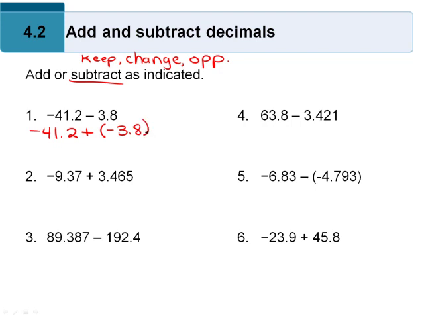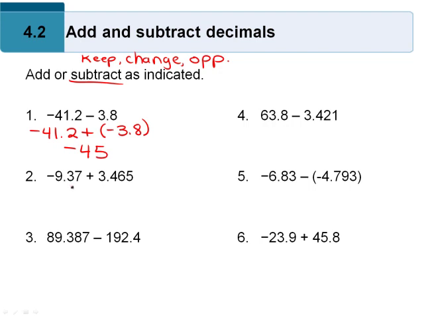Now, at this point, we pick up our handy dandy calculator and look at the signs. The signs are the same, so I add and keep the same sign. Now, I do not put any negative signs into my calculator. I am just going to do 41.2 plus 3.8, and that gives me 45 even, okay? But I know to keep the same sign, so it's negative 45. Okay, so you figure out the sign, you figure out the operation, and then let the calculator do the operation for you.